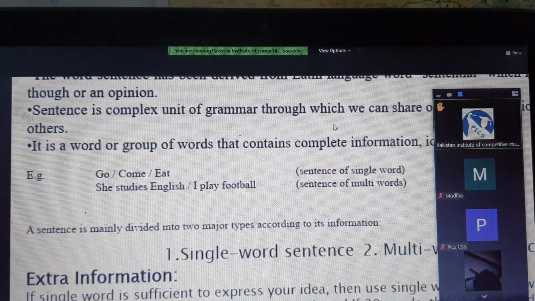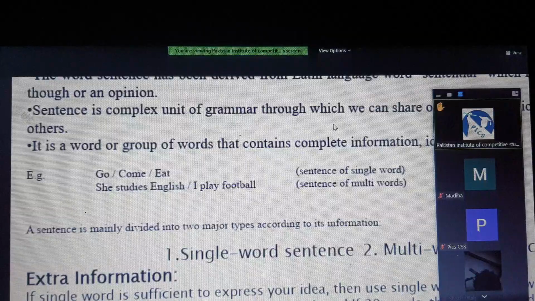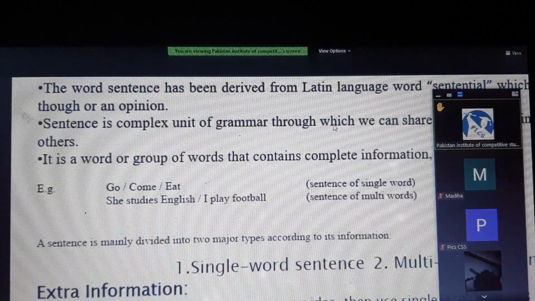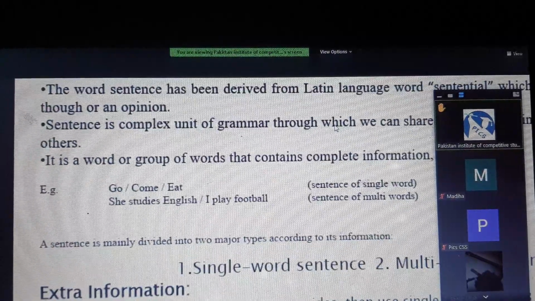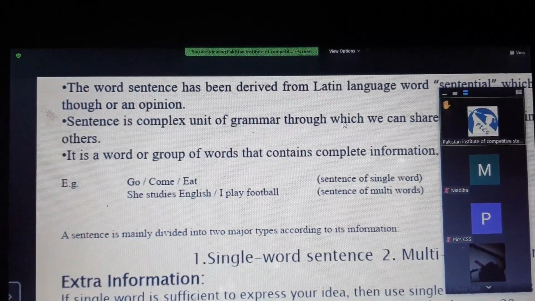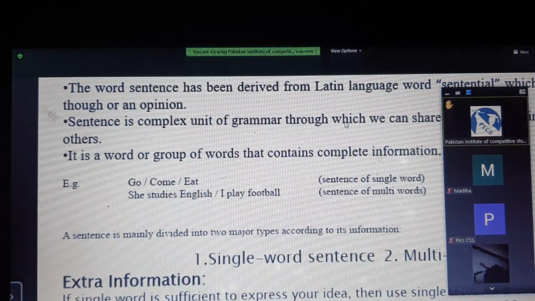Those sentences which are based on single words. What is go here? Go is a single word sentence. What is come here? Come is a single word sentence. What is eat here? Eat is a single word sentence.